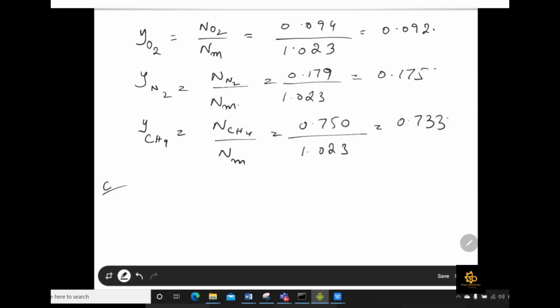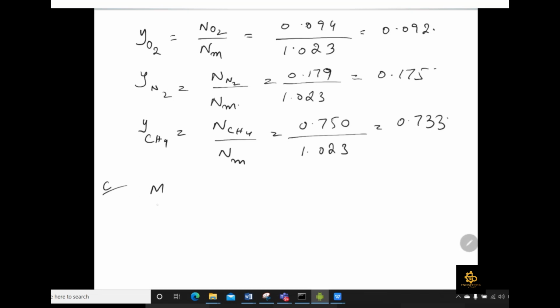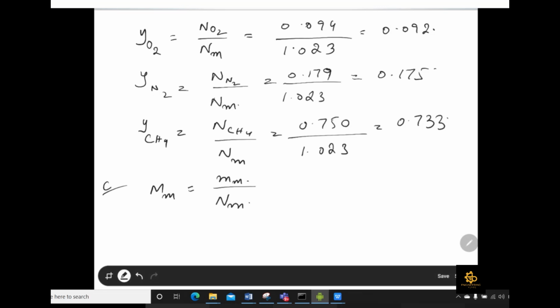For part C, we have to find the average molar mass and gas constant of the mixture. Average molar mass basically means that we have to find the molar mass of the mixture. So you do not have to confuse that with the average molar mass here. Simply, we can say that the molar mass of the mixture is equal to the mass of the mixture over the number of moles of the mixture, since we already saw that m is equal to capital M times the molar mass.